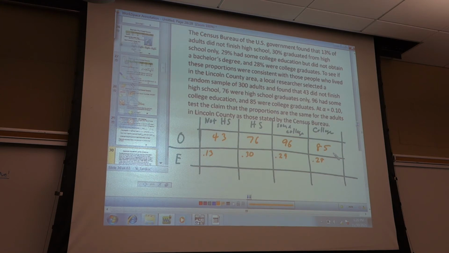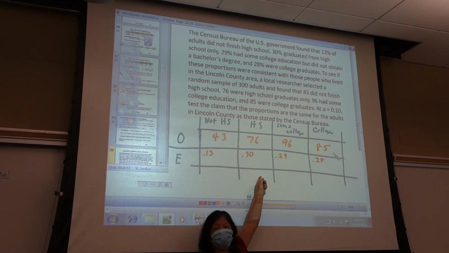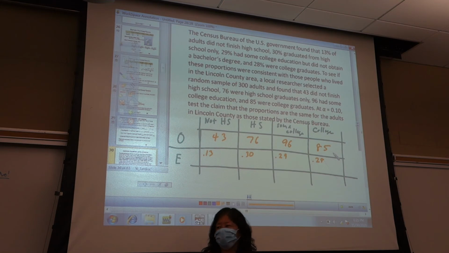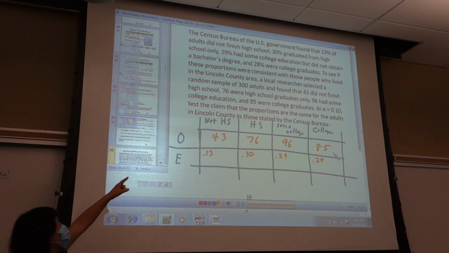Now, is it fair for me to compare 43 to 0.13? No. And to compare 76 to 0.30? No. Those are never going to be equal. What should I do about this? Divide each by 300. Ah, so change the top one to percentages?